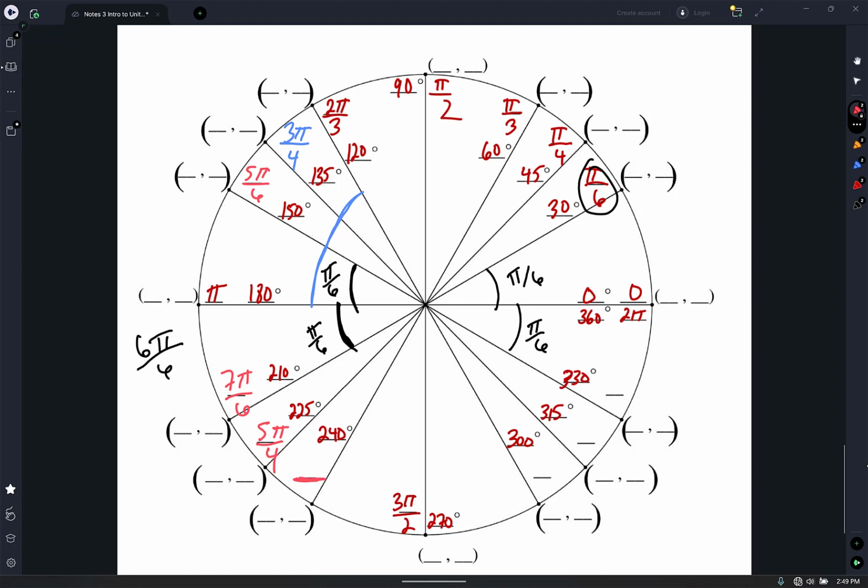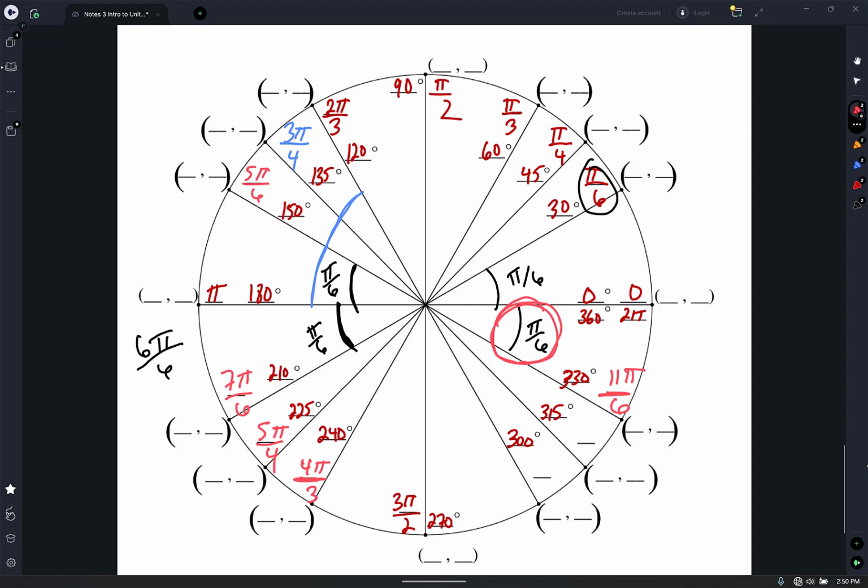And then the next one at 240, the denominator stays as 3. What do you think is the numerator? 4 pi over 3. And then 3 pi over 2, you just got to know that one. Okay, again, I'm starting at the pi over 6, so I'm looking at this reference angle right here. I'm pi over 6 away from completing 2 pi. So 2 pi is the same thing as saying 12 pi over 6. So if I'm pi over 6 away, what do you think this one is at 330? 11 pi over 6.